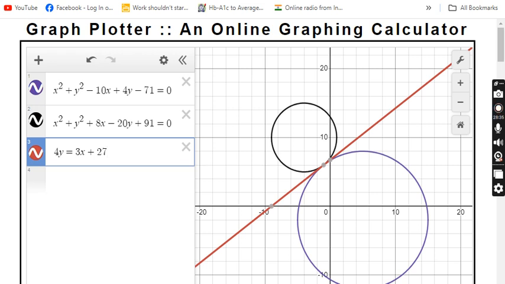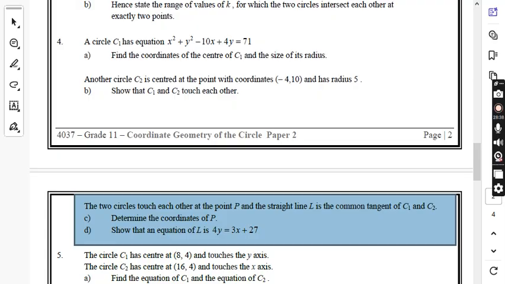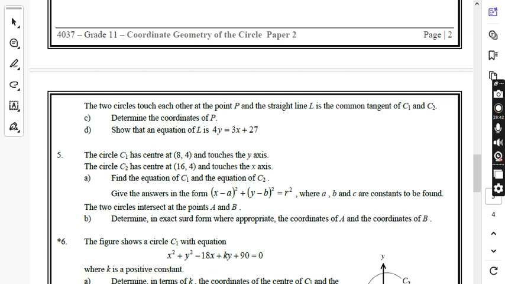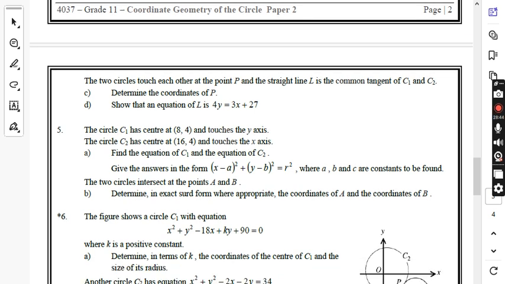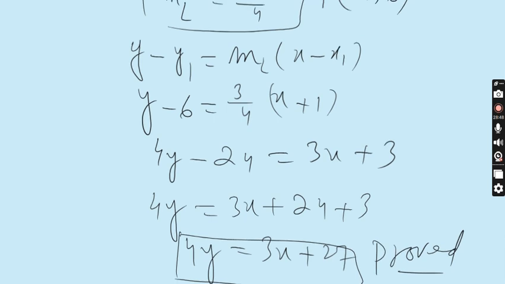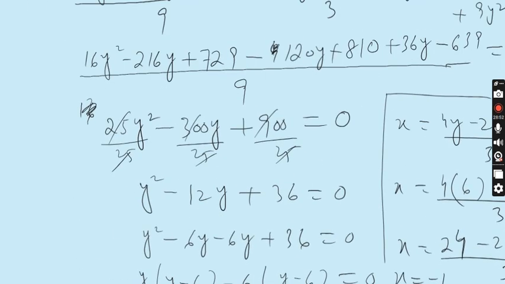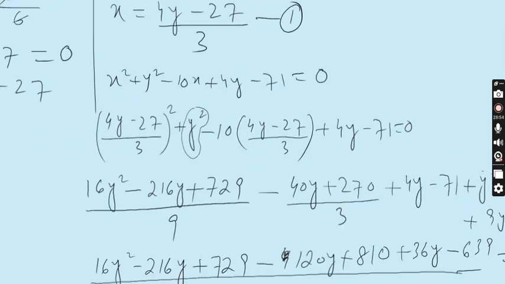Hope you understand today's class, where we did question number 4. How many questions are left? Only 2 questions are left for exercise 3. No issue, I will do each and every question. So I am doing very hard work for you students.